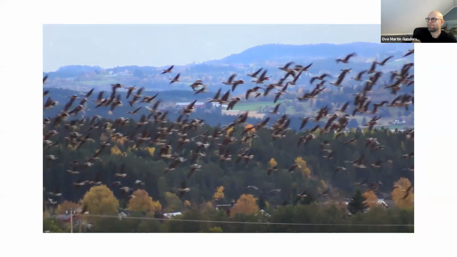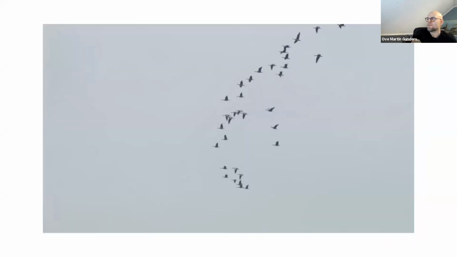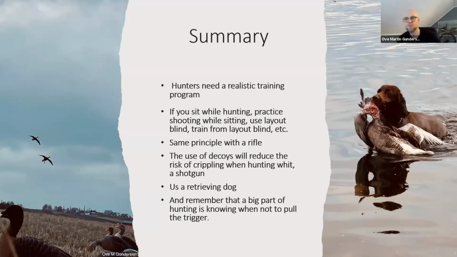So to summarize everything, what we mean is that hunters need a realistic training program. If you hunt while sitting, you should actually practice by sitting. If you use a layout plan, you should actually practice from a layout plan. Same principle with a rifle. The use of decoys will reduce the risk of crippling when hunting with a shotgun.